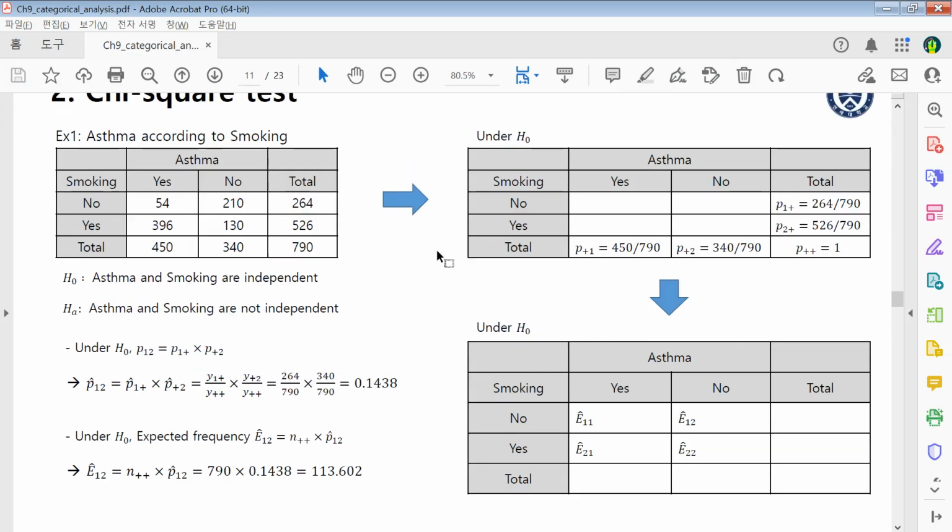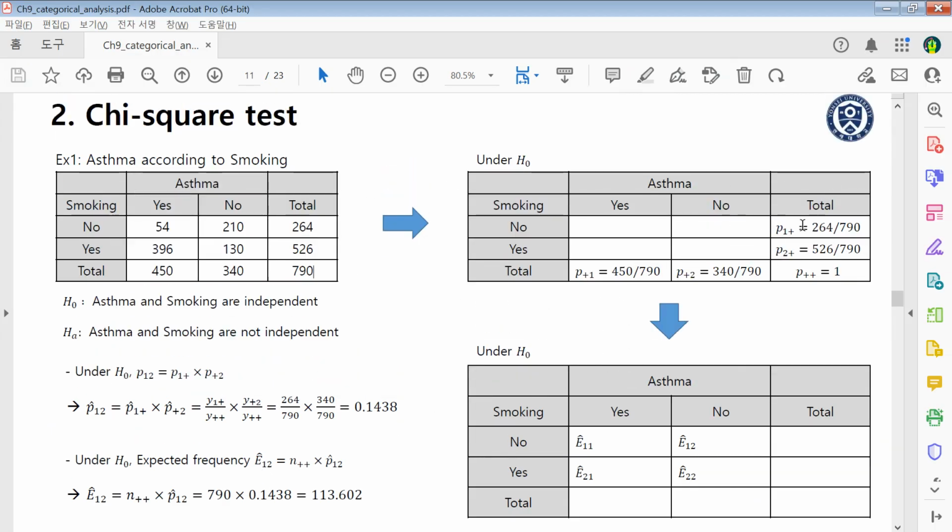And then the next step is calculating the probability. So we can get each probability by dividing each sum of row or sum of column by the total.